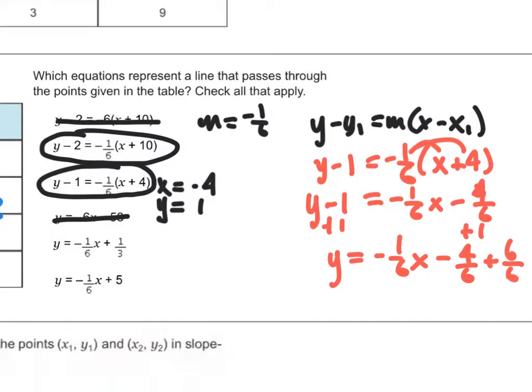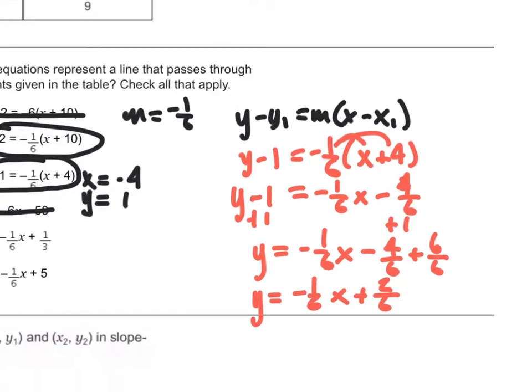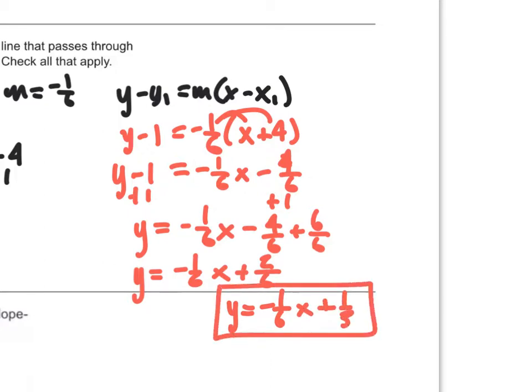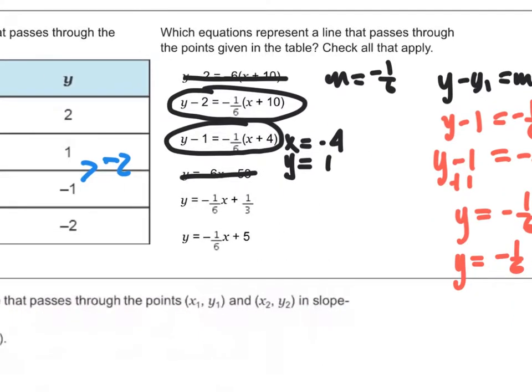So this is going to give me y equals negative 1/6 x. Negative 4/6 plus 6/6 is going to give me, what is that, plus 2/6? Okay, so that's plus a third. So we can simplify that even further and say y is equal to negative 1/6 x plus 1/3. Okay, and that's what we've got. So there is our answer for that.